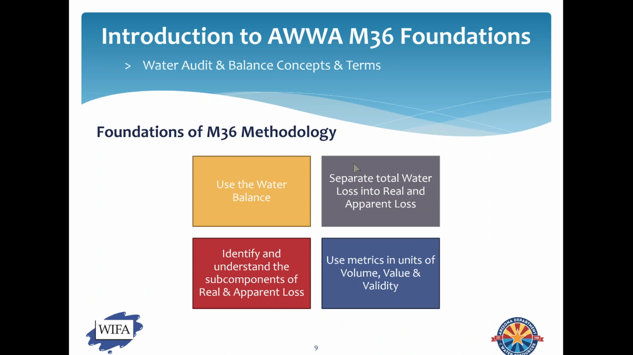Basically, four concepts, four steps that we take and we follow. One is utilization of the water balance. When you do an audit, it's basically a mass balance that you're developing, and in doing so, you're breaking a complex problem down into its parts. And so, following that logic, separate total water loss into real and apparent loss, and we'll refresh on what those words mean, and then even further break down into subcomponents, and getting the problem down to its most manageable parts.